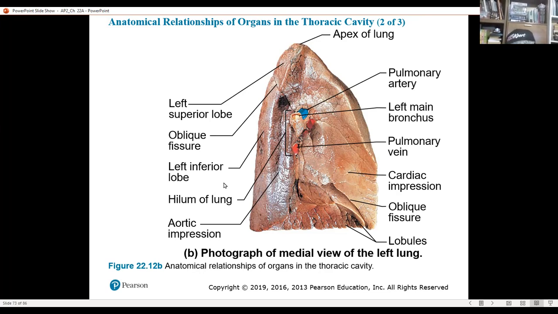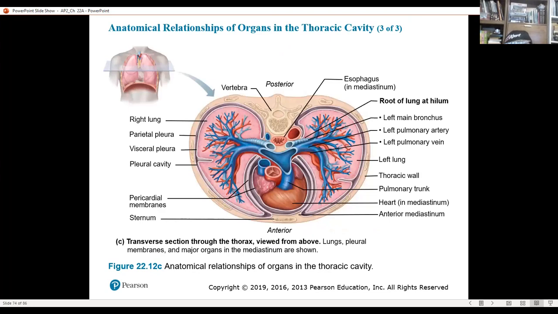Anyway, left inferior. We've got all of these. The only thing we haven't mentioned is aortic impression, and that's this groove right here where the descending aorta is going to drop. It'll be pushed up against the lung there. All right, here we have heart and lungs from above.